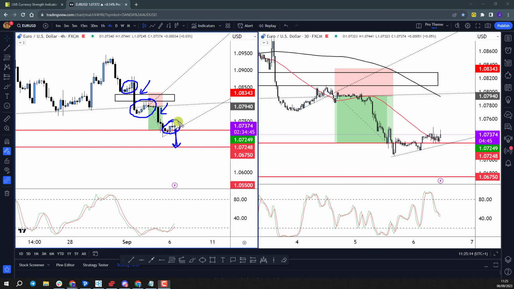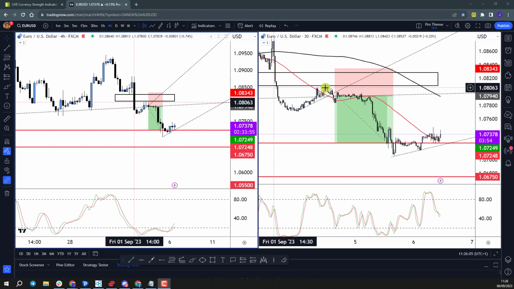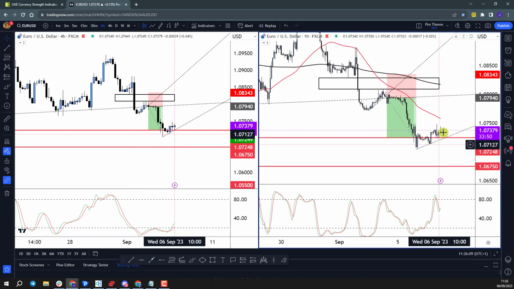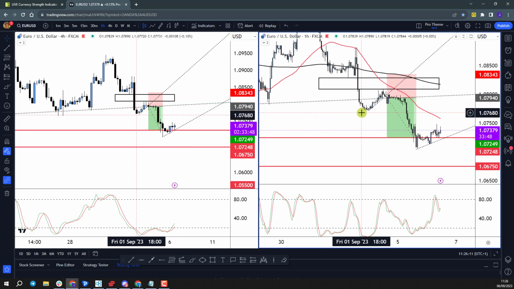So I'm looking for a potential continuation down here. I would like to see some kind of continuation there, because it still looks pretty good to the downside. If you are still technically in that move, there could be some extra momentum to the downside.